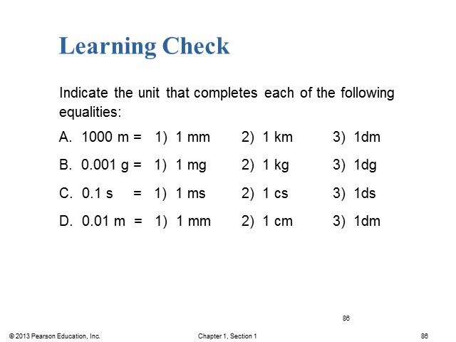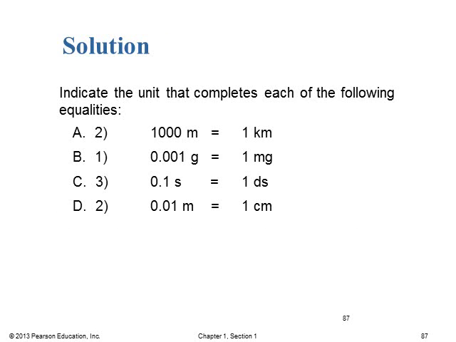In question C, 0.1 seconds. So we have that in the 10th place, it's 1/10th of a second. So 1/10th is deci. So that'd be choice 3. And then question D, 0.01 meters. That's in the 100th place, 1/100th of a meter. 1/100th is centi. That'd be choice 2. And there are your solutions.